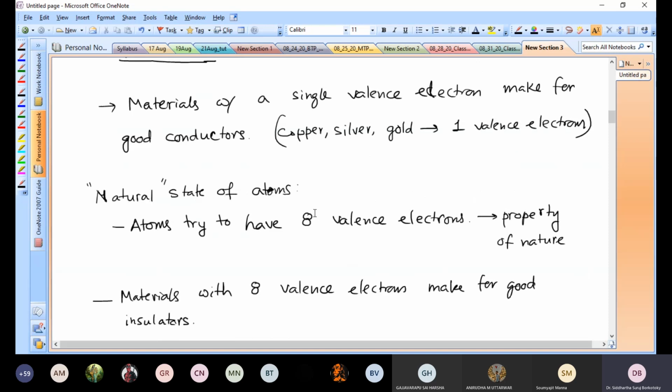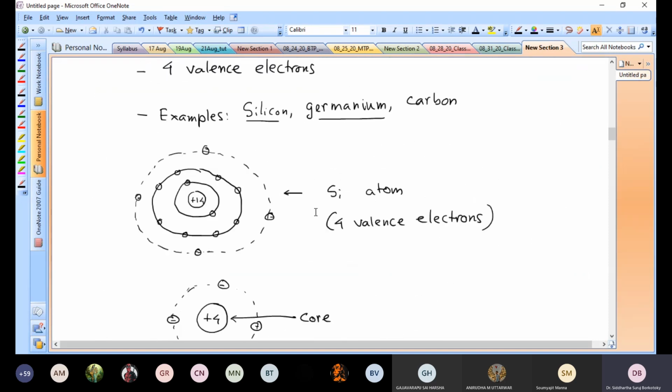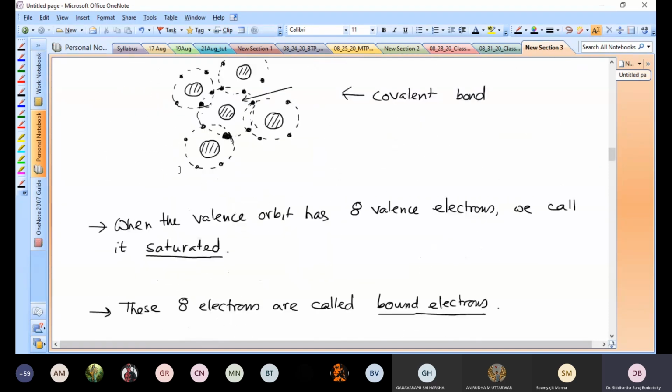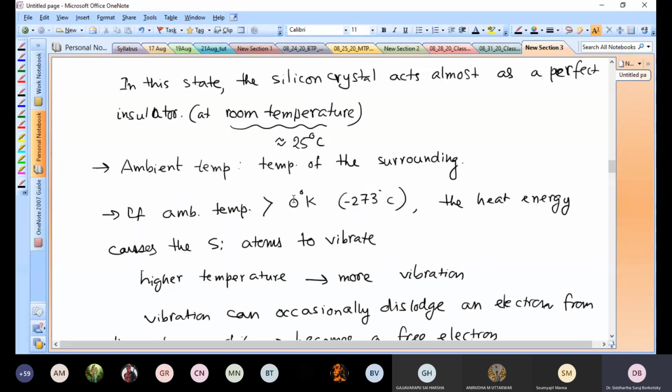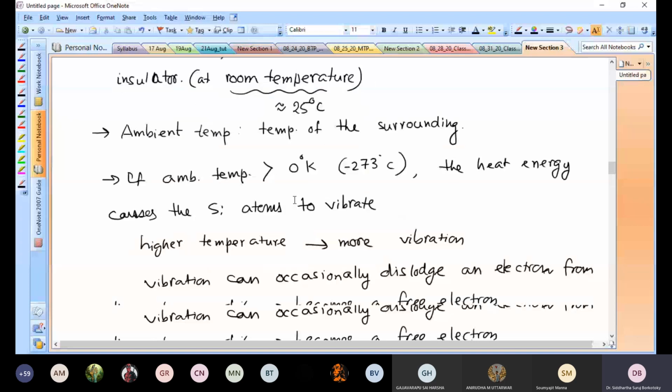In these atoms, we said that covalent bonds are formed. Each silicon atom tries to get 8 valence electrons in its outer orbit. When it's in that state, we call it saturated. But even in a saturated situation, you can make use of thermal energy to knock off one electron, and that would give rise to a free electron and an accompanying hole. A hole is nothing but a positive charge.